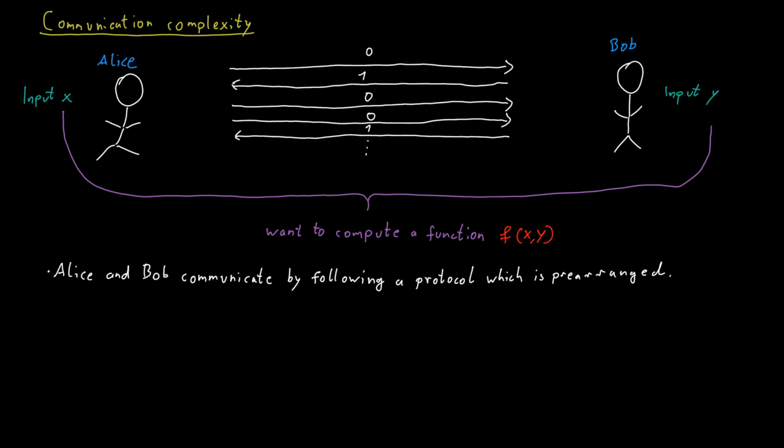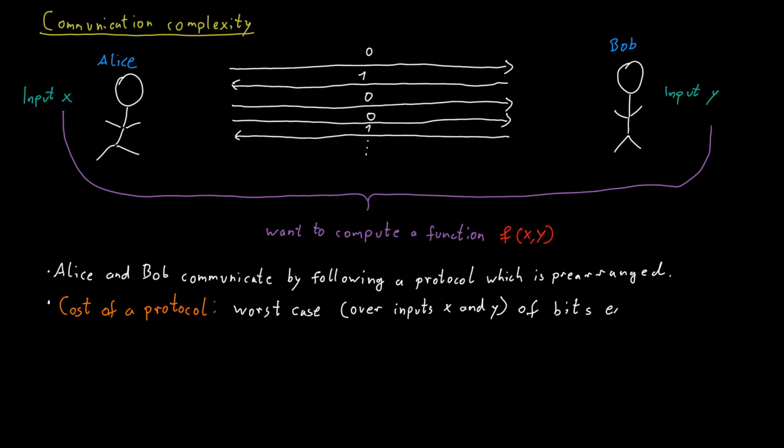And we follow this protocol, and in the end we have exchanged a certain number of bits between Alice and Bob. We can now measure how good this prearranged communication protocol is. And we measure the quality of the protocol by using a worst case input. So for the worst case of X and Y, how many bits do Alice and Bob exchange? So that is the cost of the protocol.